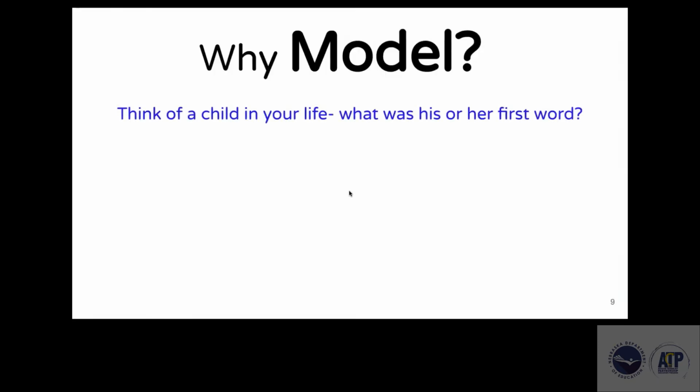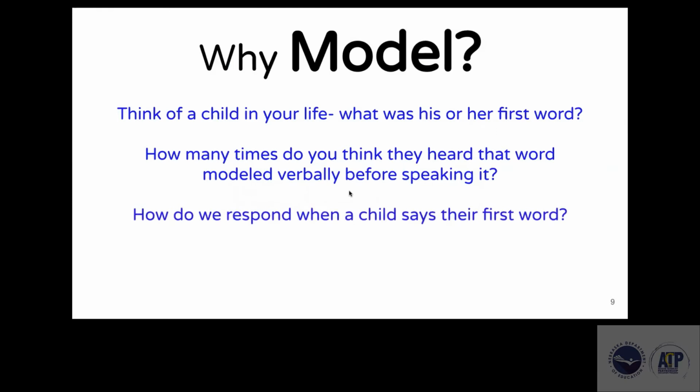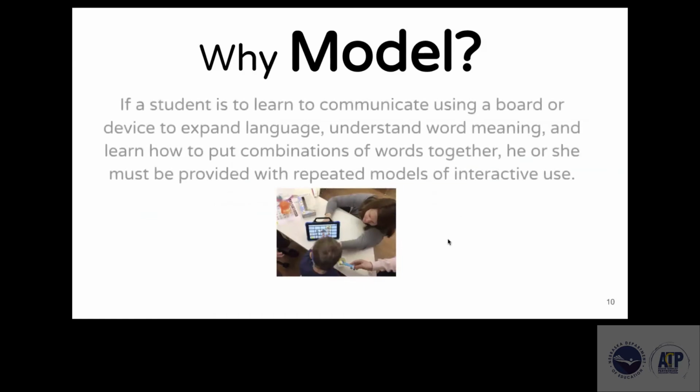Think of a child in your life, and what was his or her first word? How many times do you think they heard that word being modeled verbally before actually saying it out loud? And how did we respond to that child when they did say their first word? It's very similar when we're modeling on AAC, core boards, or devices.